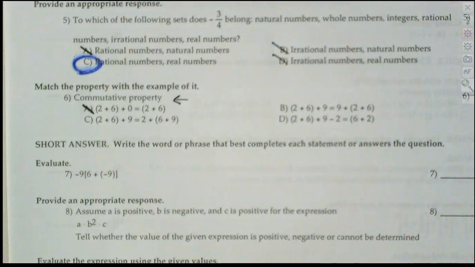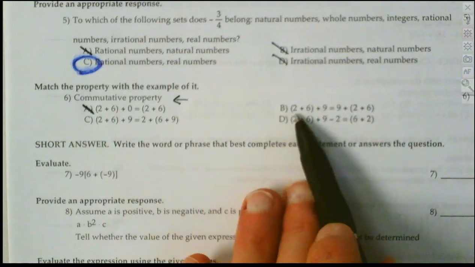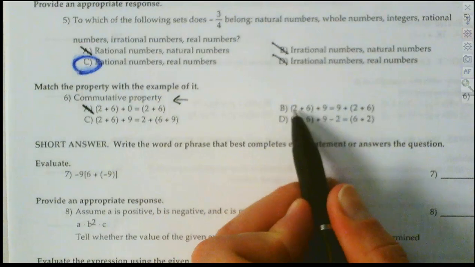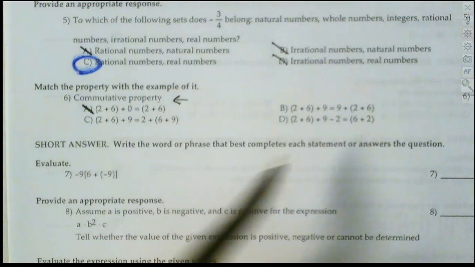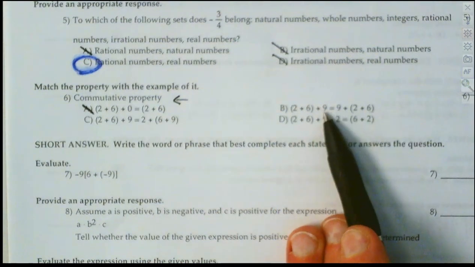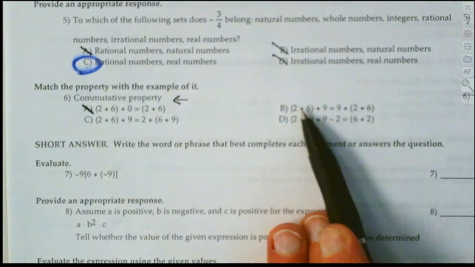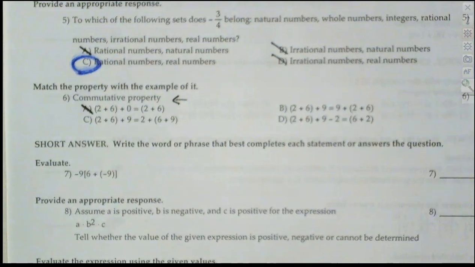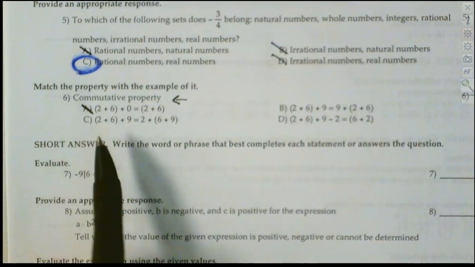What about B? Okay, well, B, we switch things around, and look at the groupings. Did we change what was grouped together? No. All we did was change the what? Order. So we switched the order of the groupings. So B is probably going to be our answer, but let's look at the others.